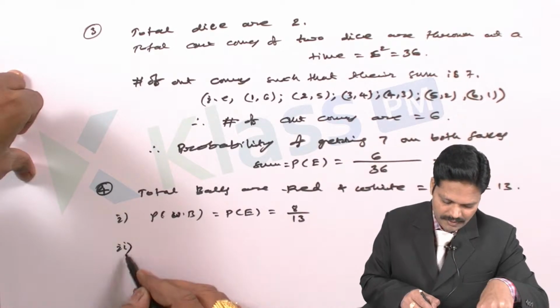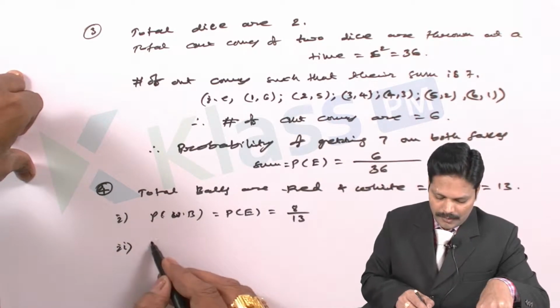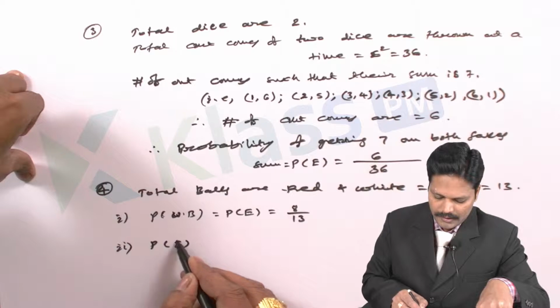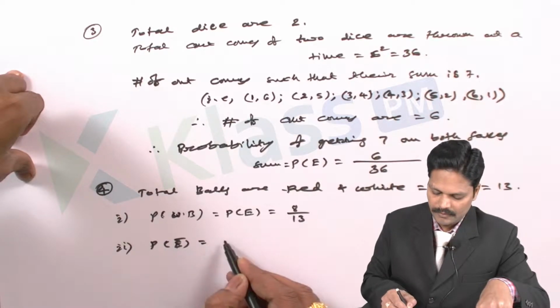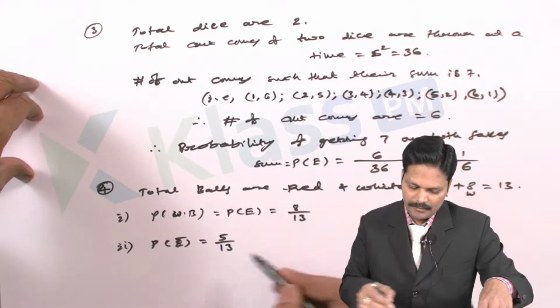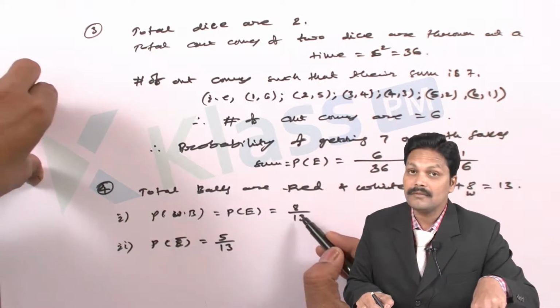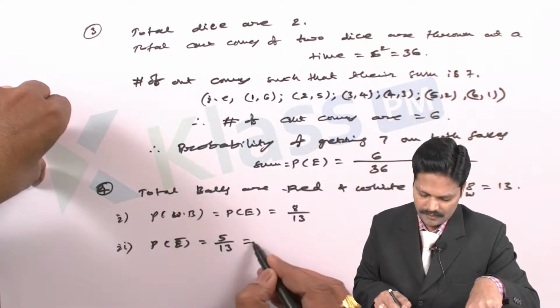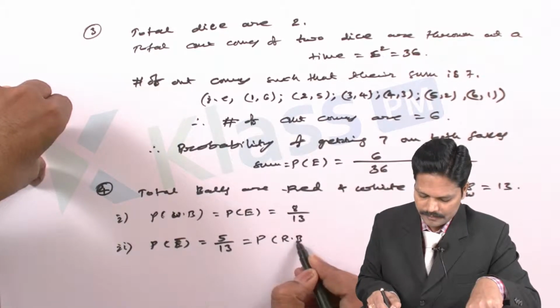In the second case, we have the probability of not getting a white ball. We take this as 5 by 13. Why? Because here we will get red balls. Getting white balls is the first case, and the next case is the probability of red balls.